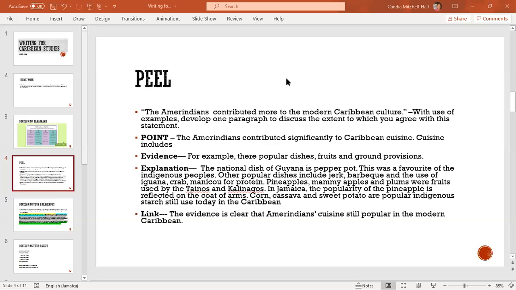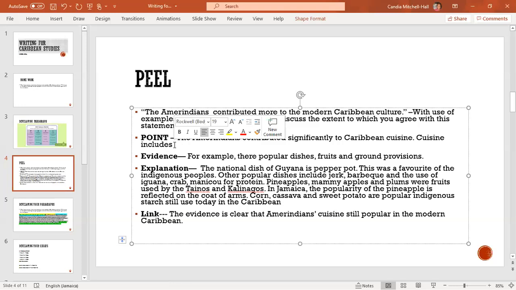So when you're developing, you need to develop your points like this. You need to state your point, give the evidence or examples, give your explanation, and link your point back to your question. So the question said, Amerindians contributed more to modern Caribbean culture, and so we continue. My point I'm talking about, so the first thing I want to talk about is the cuisine. So I said, the Amerindians contributed significantly to Caribbean cuisine. All right, so that is my point. If you want to define the word cuisine, or to give us an example of what we mean by cuisine, then you can do that. However, I need to give evidence of the cuisine.